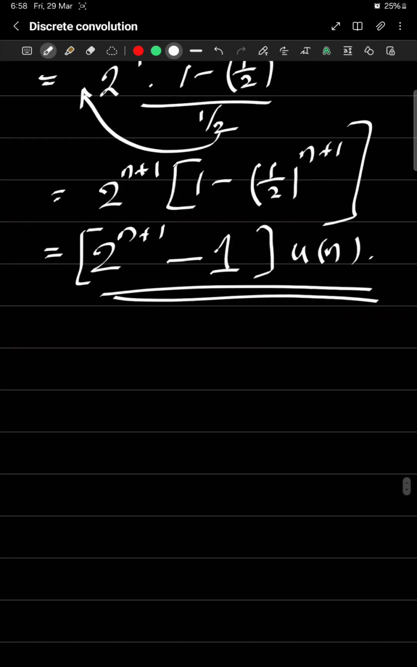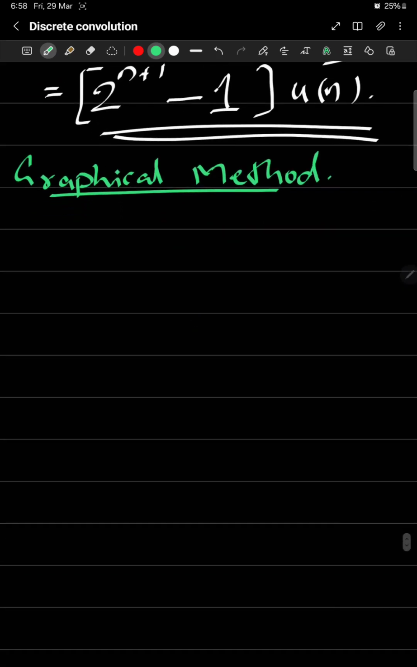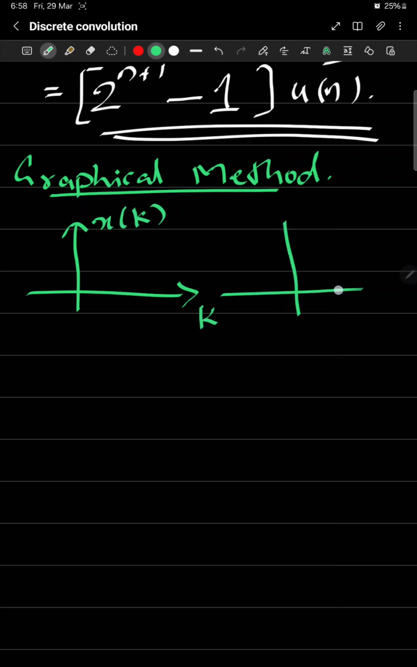Now let's try the same thing with the graphical method. As we discussed earlier, similar to the continuous domain, here you need to do the same process in the discrete world. That's it. So first let us plot x of k and h of n minus k. You have two signals, and one signal has to be folded.